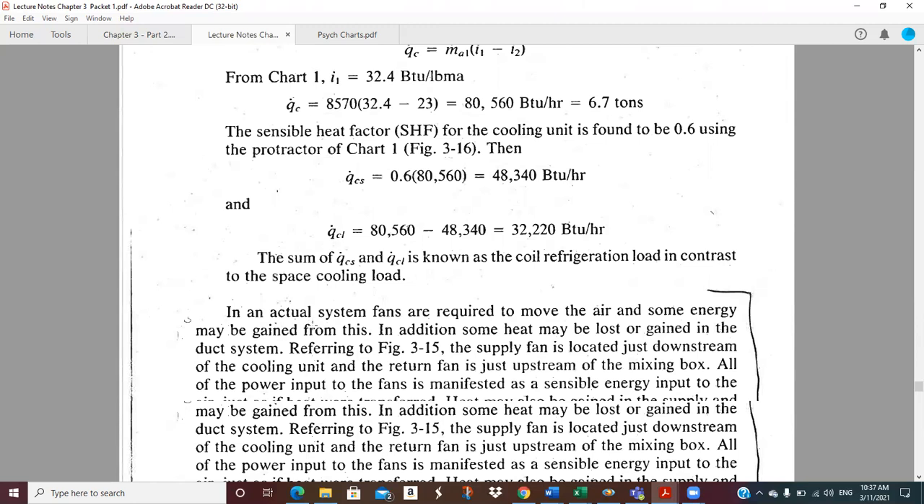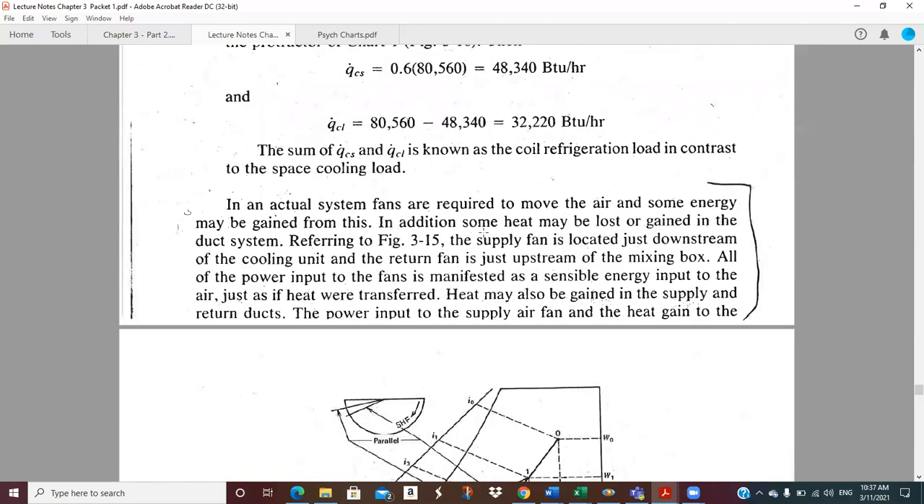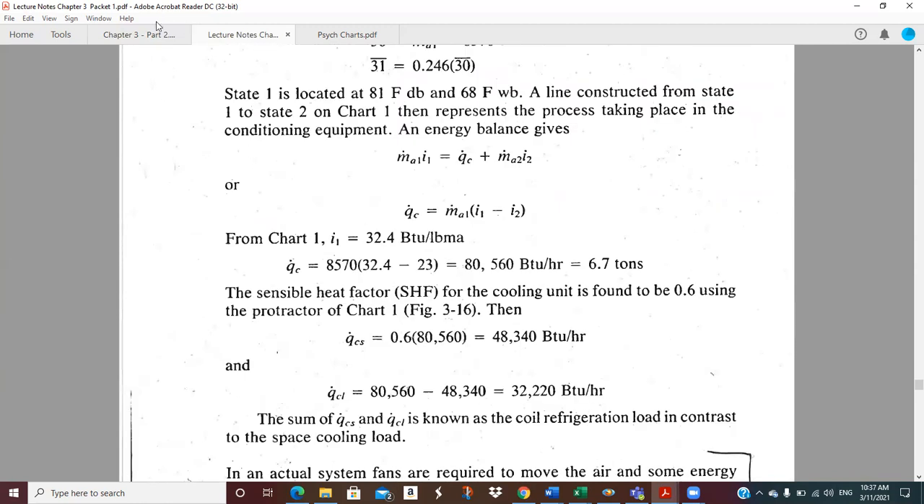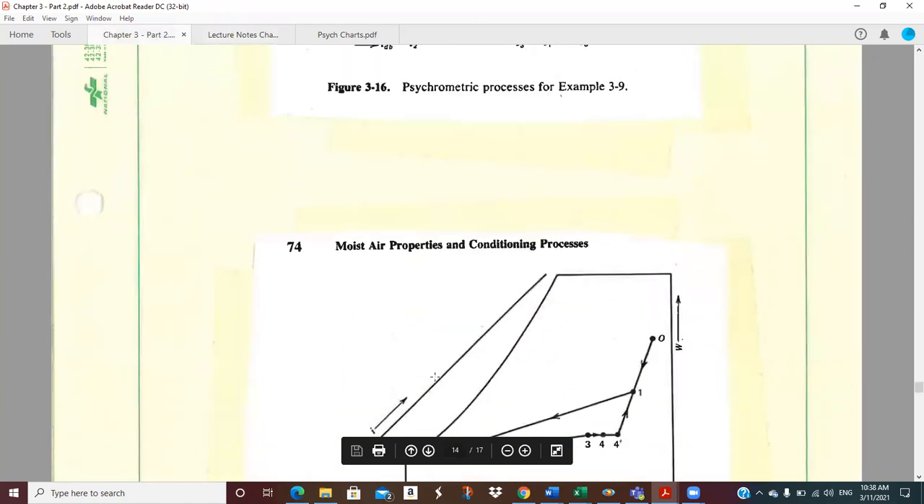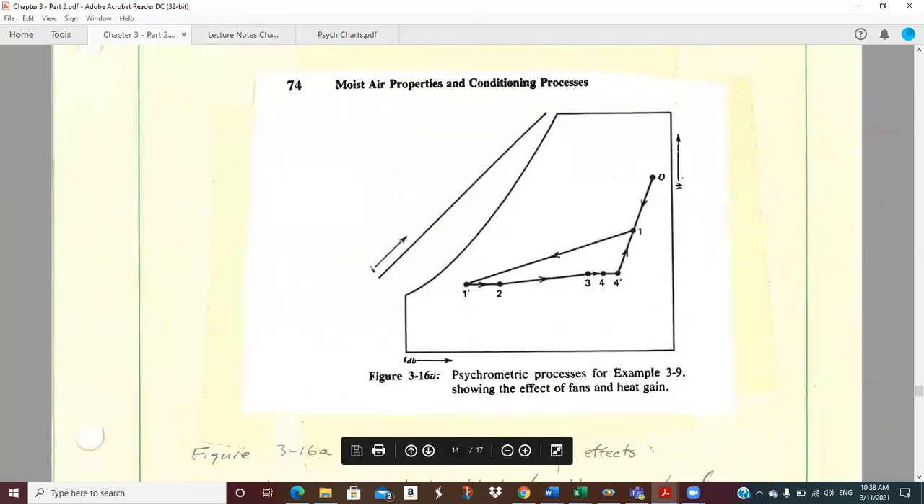So it's pretty good. And then he starts talking about fans and actual fan systems, which are required to move the air, and some energy may be gained from this. So if we go back to this and go down to here, now he's putting in the fan loads, and he's exaggerating them a little bit so that you can see them. This is basically the same psych chart, and he's putting in some duct heat gain and stuff like that. So let's look. Again, 3 is the space condition, the return air right out of the space, and 2 is the supply air condition that we need.